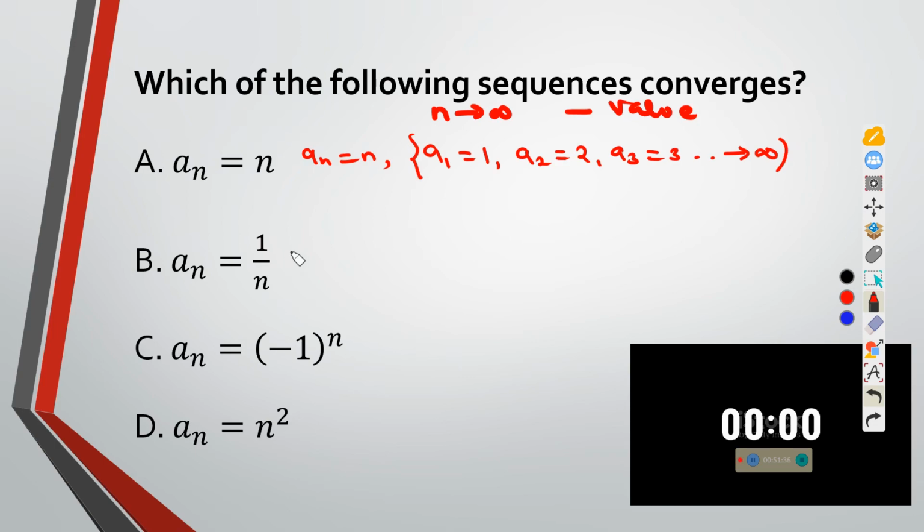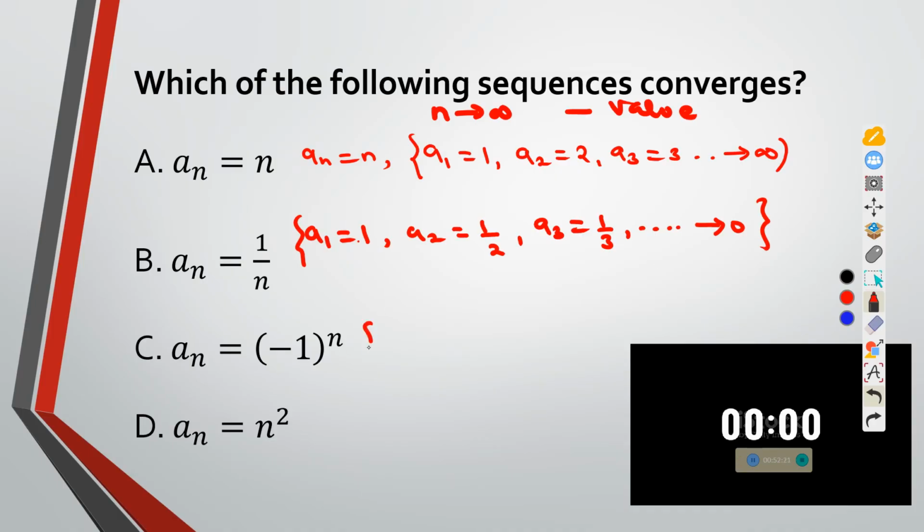When you look at this, the terms will be decreasing. Let us look at a1. a1 will be 1 over 1, which is 1. a2 will be 1 over 2. a3 will be 1 over 3. And this goes on. If n is becoming bigger, then this one will be tending to 0. They cannot exceed 0. So this will be tending to 0.